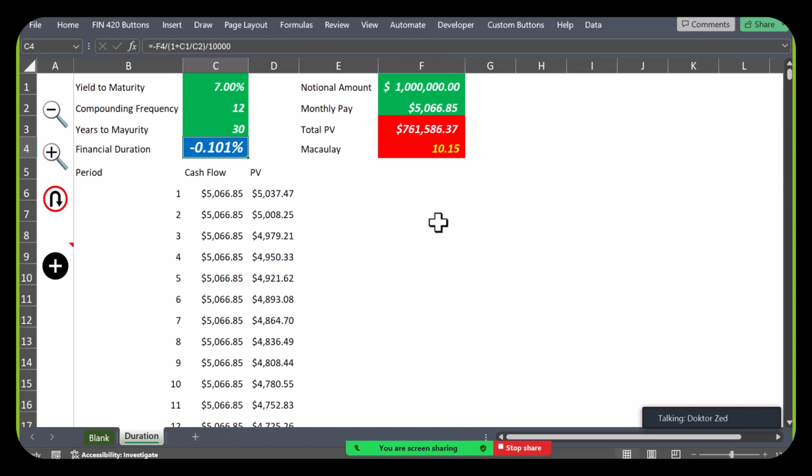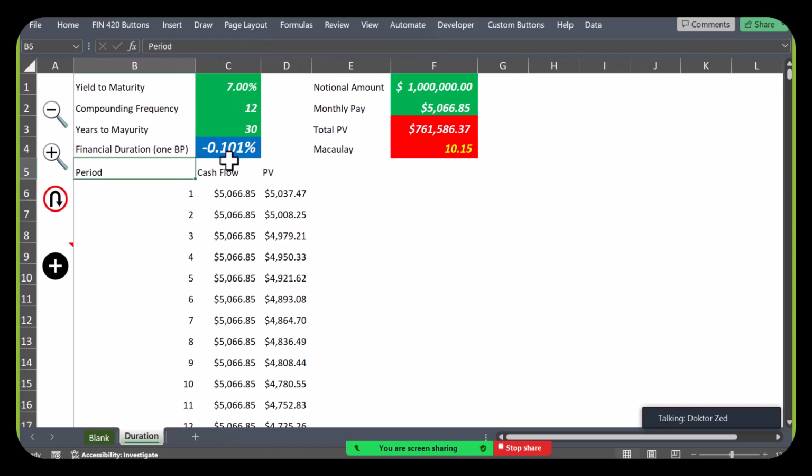Of course, if you want to get the approximate percentage change, if interest rates went up by 50 basis points, multiply that by 50. That's all you need to do. Let's write this as 1 BP. And they're not talking about British Petroleum here, right?